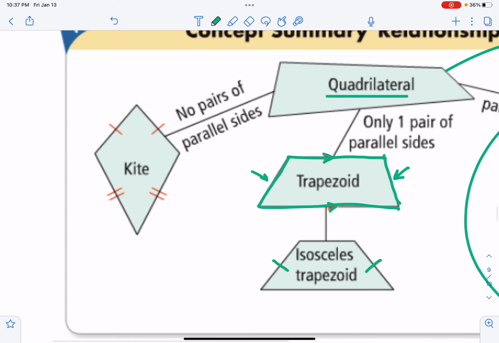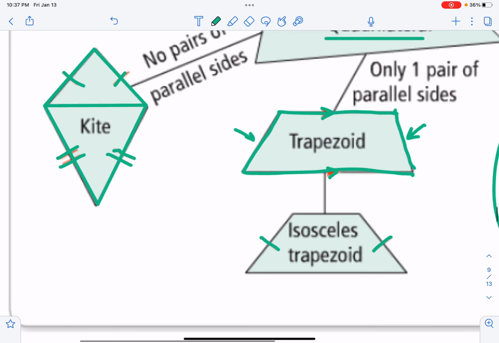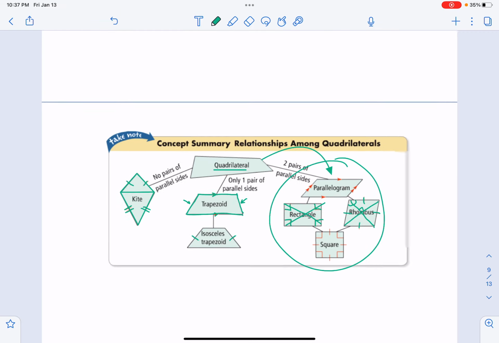And then if there's no parallel sides at all, it's a kite. And it honestly just looks like a kite, like the thing you fly in the air. But it is a geometry shape. And it shows these 2 sides are the same and those 2. It's almost like if you cut it in half, you have 2 isosceles triangles on top of each other. So we're going to look at some attributes of trapezoids and kites.